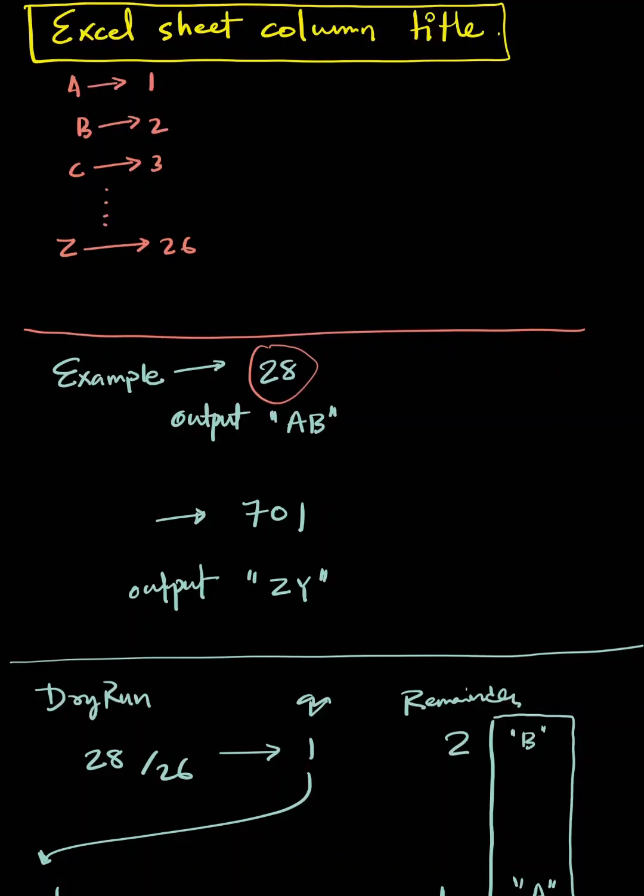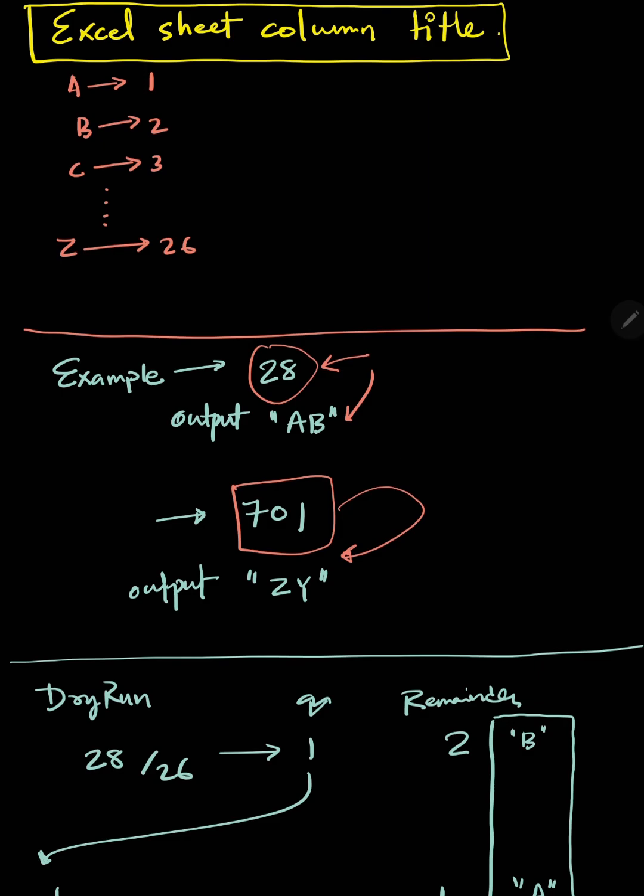So today we'll be doing a LeetCode question called Excel Sheet Column Title. Here we are given some set of rules: A is denoted by 1, B is denoted by 2, and so on, Z is denoted by 26. Now we will be given a certain number n. Suppose in this case it is 28, and that 28 when converted will be denoted by AB. Similarly, we have another number, 701, which when converted is denoted by ZY.